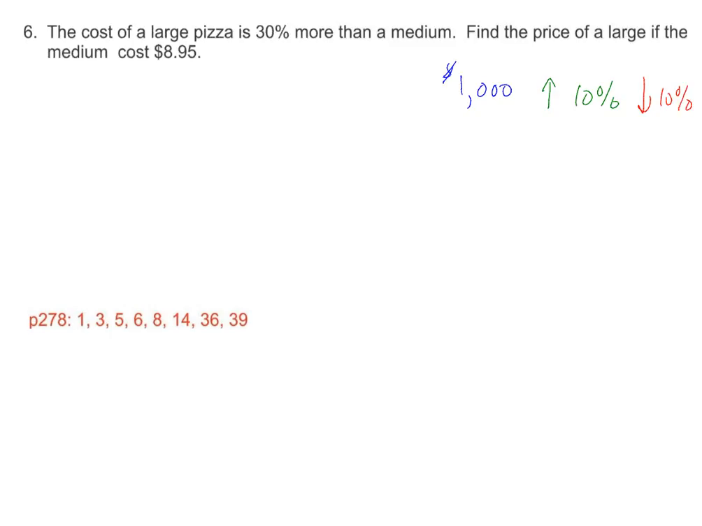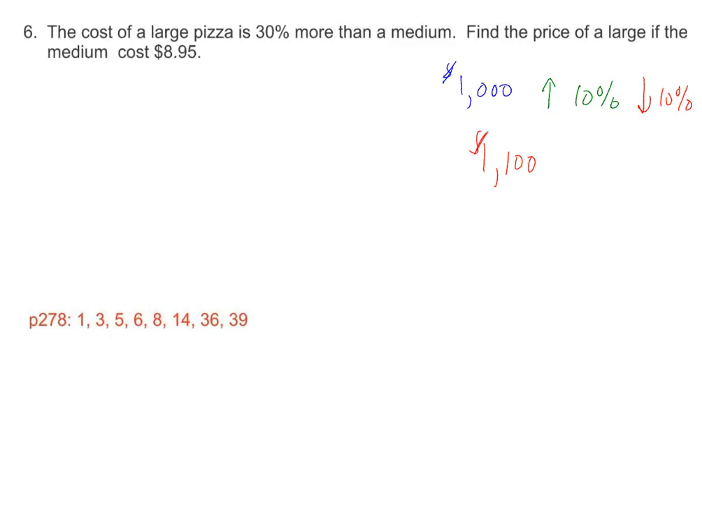Somebody have an idea how much money is left at the end? Say it if you know it. $1,000? And the answer is wrong. Because here's what happens. 10% of $100 is easy to figure out, or of $1,000 is easy, right? What's 10% of $1,000? $100. So now we have $1,100.